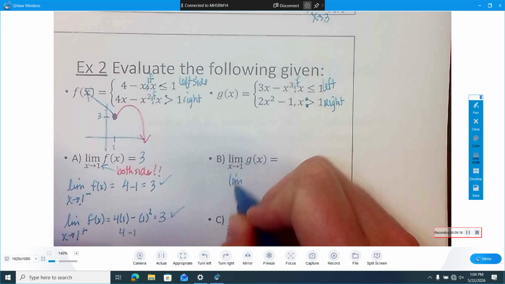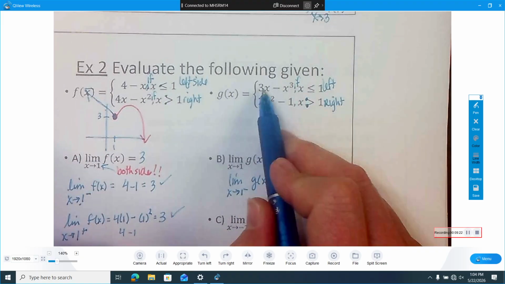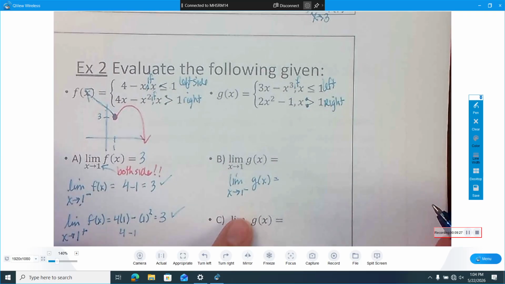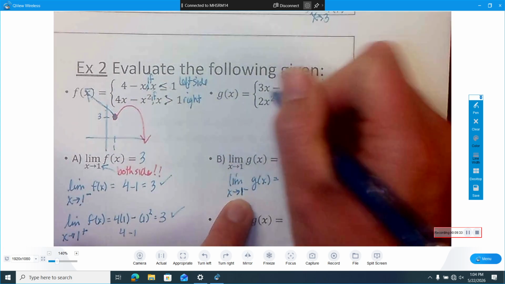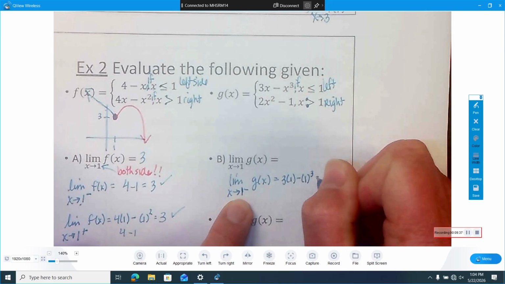So I want the limit as x approaches 1 from the left of g of x. So for the left, I'm going to use the top equation. And what am I plugging in? 1. Yeah, I'm plugging in my x value of 1. All right, so my top equation, 3 times 1 minus 1 cubed.